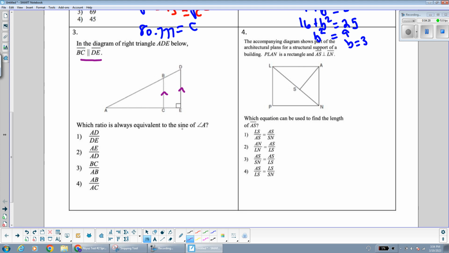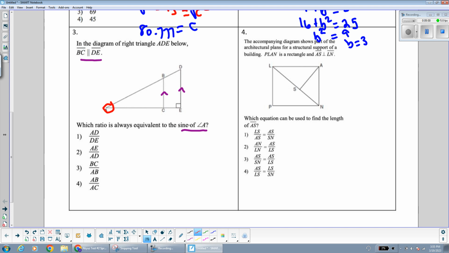So when we're looking for the sine of angle A, we could look at the sine of angle A in the small triangle. We can also look at sine of angle A in the big triangle, since angle A is congruent to angle A, and the sides are proportional because we have similar triangles. So the ratio should be the same for both sine of angle A's, no matter if it's in the small or the big triangle. So let's start with the small triangle.